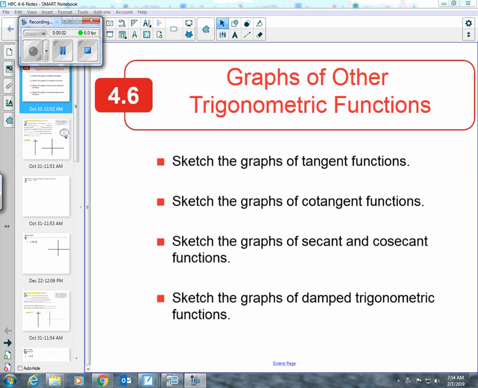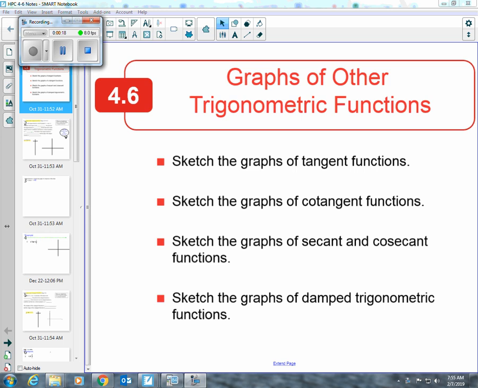All right, everybody, this is section 4-6. We're going to look at the graphs of the other trigonometric functions. So we've already talked about the parent graphs for sine and cosine. Now we're going to talk about the parent graphs of the other four. So today's part one is tangents and cotangents.